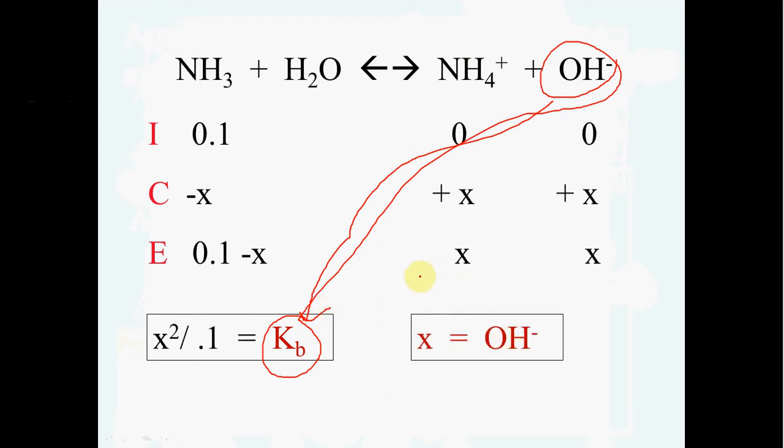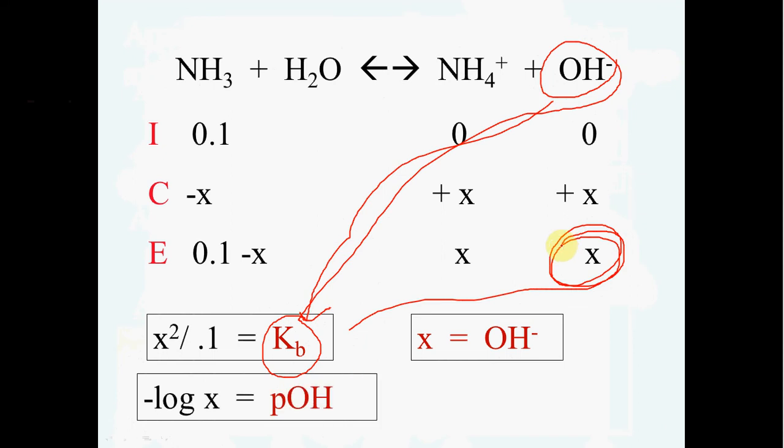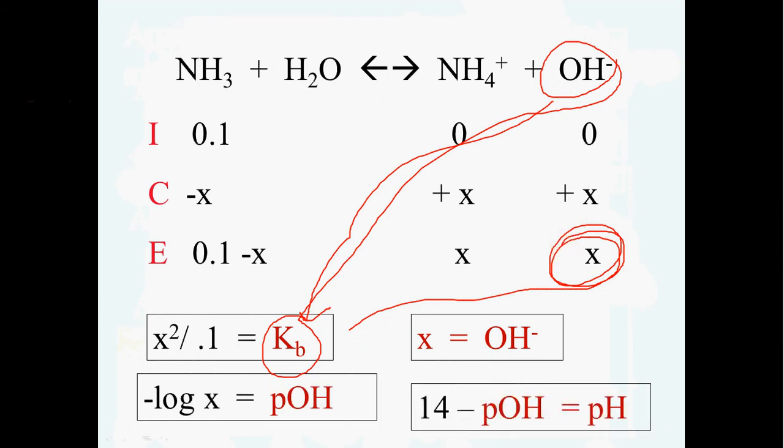Anytime you have an OH negative, you're going to have a Kb. When you find X, don't forget, it's the hydroxide ion, not the hydronium ion. So when you take the negative log of it, you have found the pOH. You'll need to subtract from 14 to get the pH.